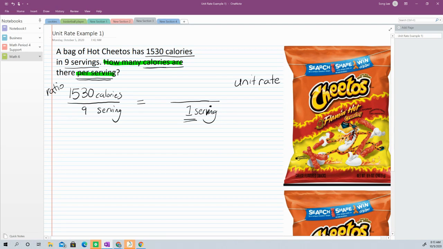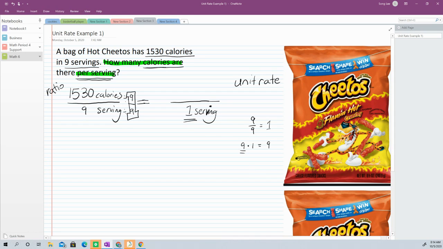Now, we want to get to 1 serving, so what we have to do is divide the denominator by 9 and divide the numerator by 9. And the reason why we do this is because we're not changing anything. We still have equivalent fractions. There's an equal sign. Things are balanced. And when we're dividing anything by the same number, we know we get 1. So we're not changing anything, and we also know that if we multiply any number times 1, we also get the same number.